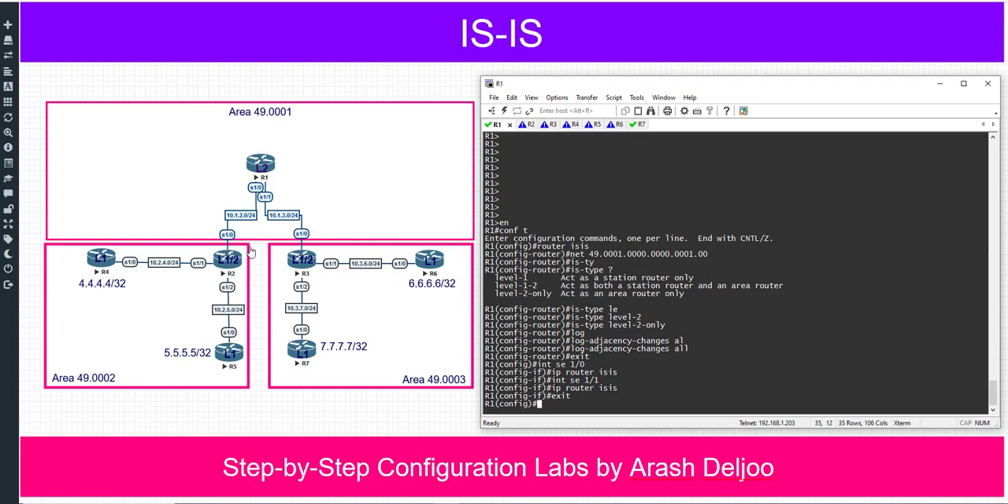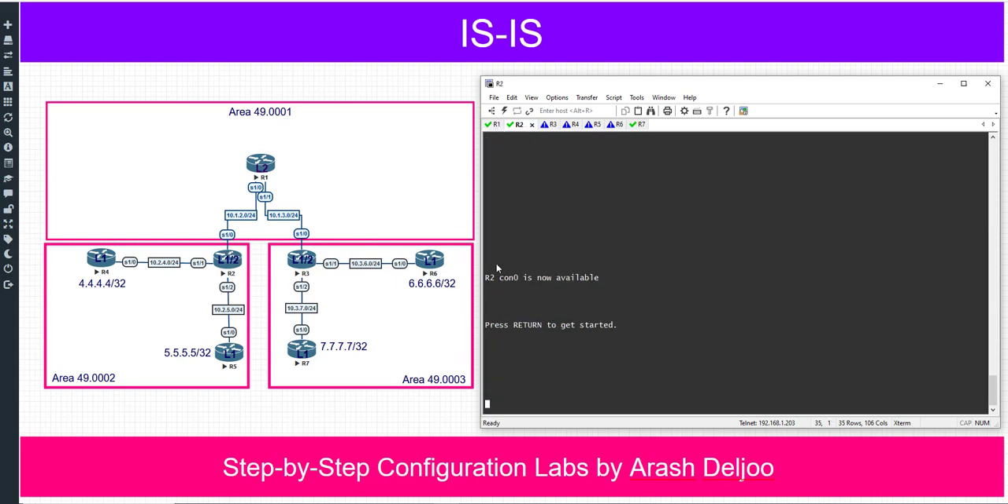Let me configure router 2. Router 2, as you can see here, is a level 1-2 router. Because of that, the IS type is not mandatory to configure. But it's better to configure each interface as level 1 or level 2. It means that, for example, on serial 1/0, I want to establish level 2 adjacency. On serial 1/1 and serial 1/2, I want to establish level 1 adjacency.